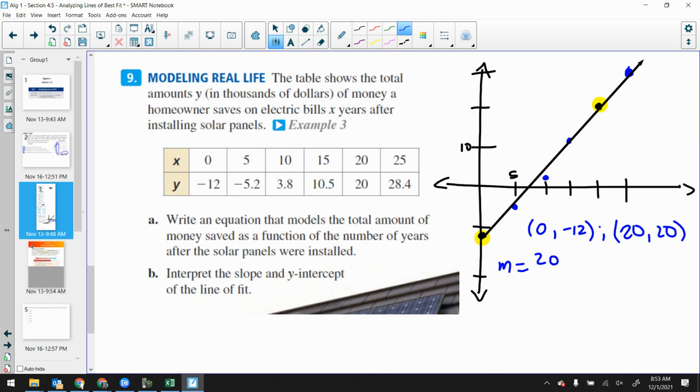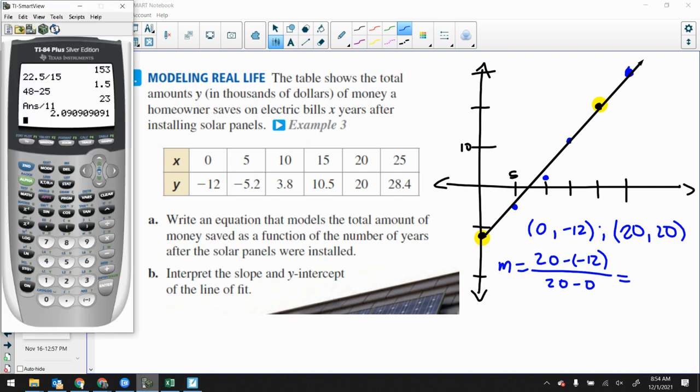I kind of looked at both of the last two numbers on the y and x, and that's how I did it. Like I did 28.4 minus 20 and then 25 minus 20. Oh, you just did these? For my y2. No, I'm going to come back to you in a second because I want to see what your slope came out to be as it relates to my slope.